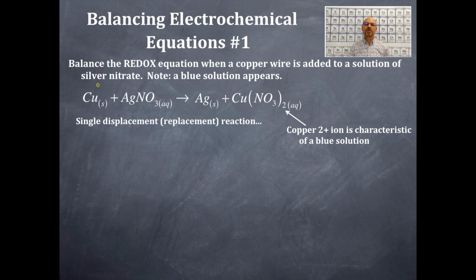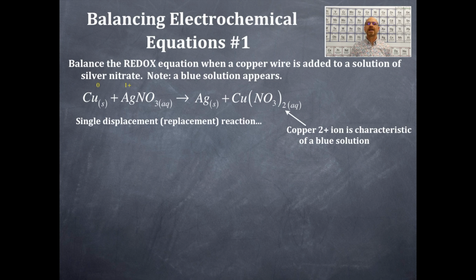So what we need to do now is label each of these elements with their oxidation numbers. Because copper is a solid in its standard state, its oxidation number is 0. Remember, elements in their standard state are 0. Copper is a metal, it's a 0 charge. Silver is a +1, and that's how I obtained the formula of silver nitrate, so I know that the silver is a +1.